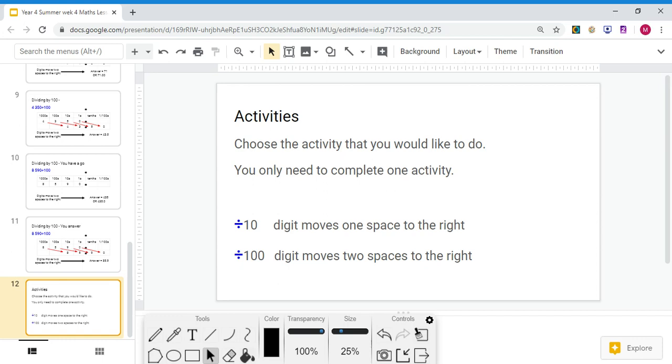If you need to use the place value columns, that is a good idea to see how the numbers move across. And if you don't need it, then obviously you can do it without the place value columns. There will be one on the sheet if you need one.